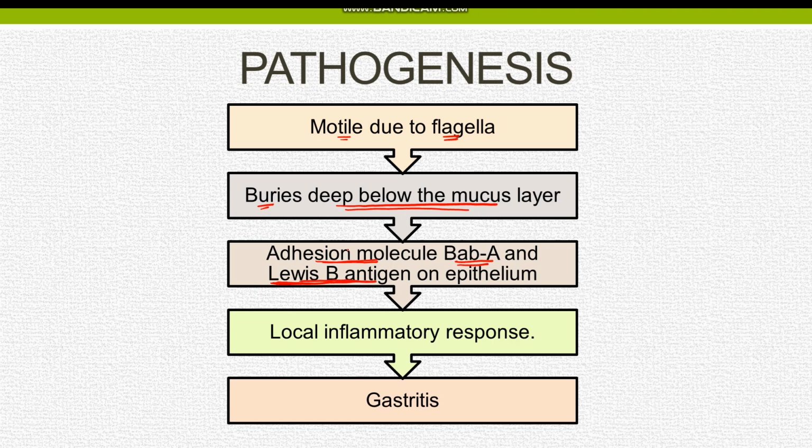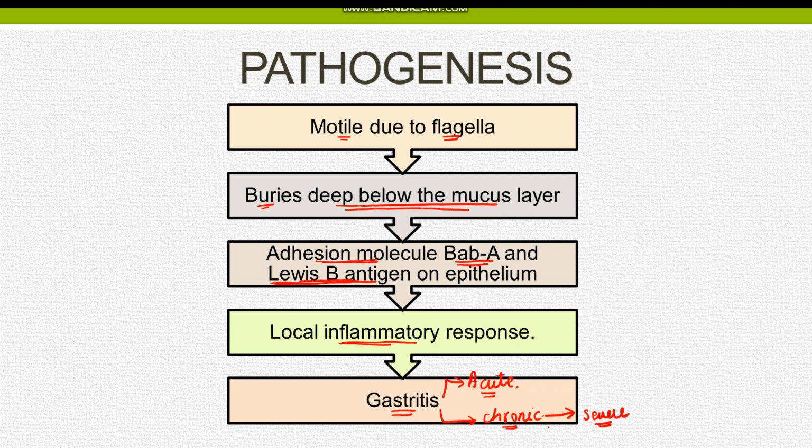This adhesion of the bacteria to the epithelium initiates an inflammatory process, resulting in the recruitment of the inflammatory cells causing gastritis. Gastritis could be either acute or it could be chronic. The acute gastritis usually goes unnoticed, but chronic gastritis becomes significant due to severity of its symptoms.